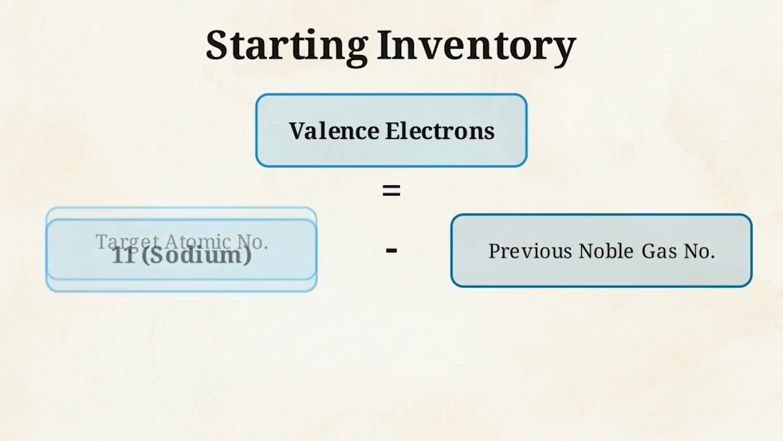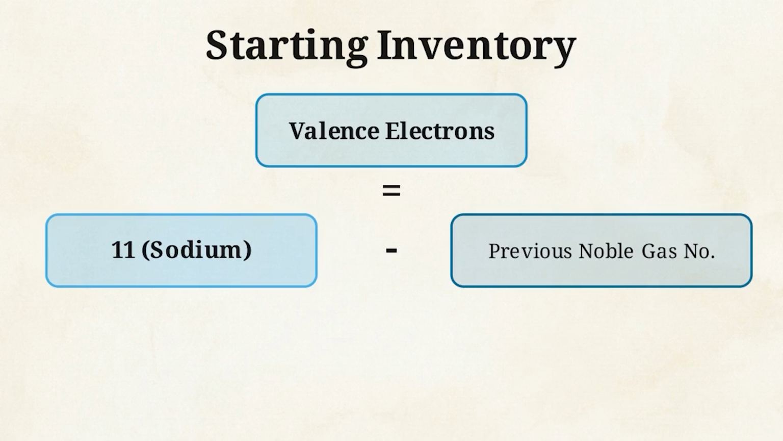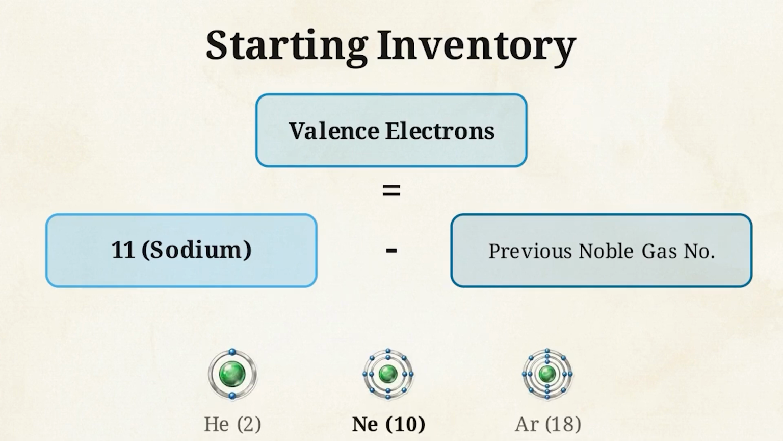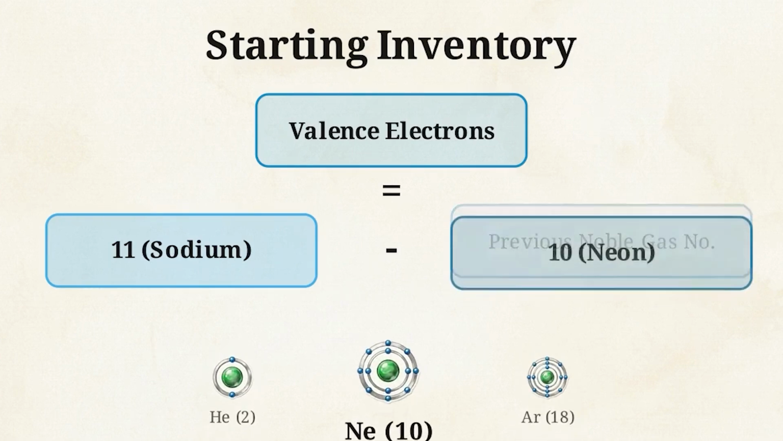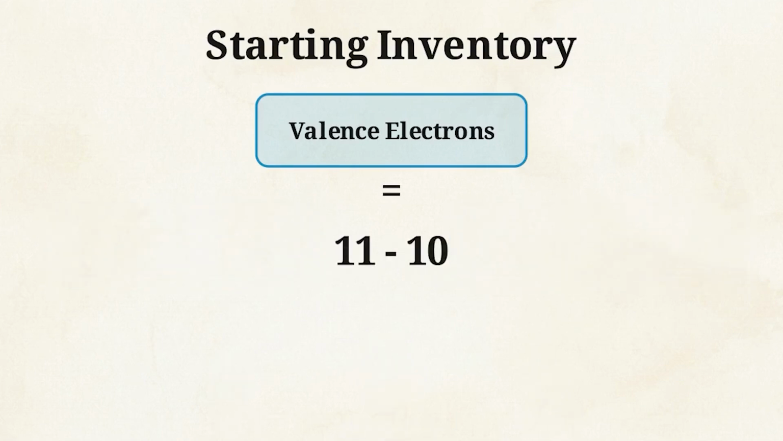Let's test this on sodium. Sodium has an atomic number of 11. The closest noble gas that comes before it is neon at 10. 11 minus 10 gives us 1 valence electron.